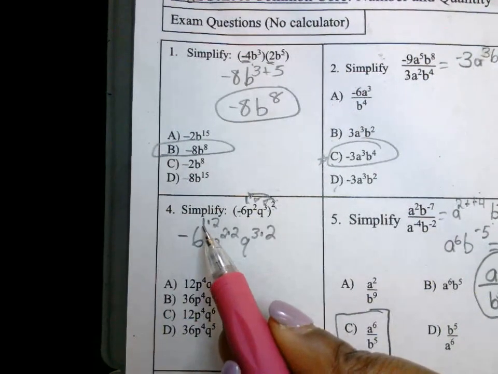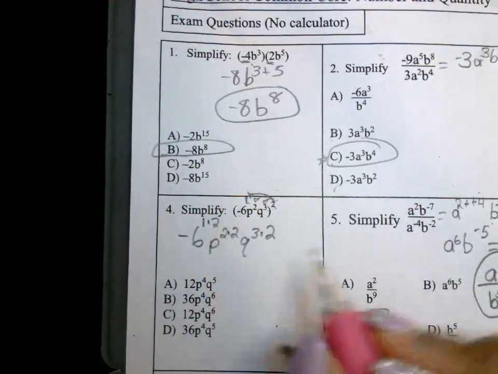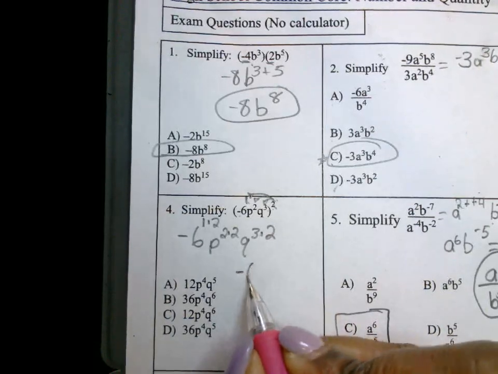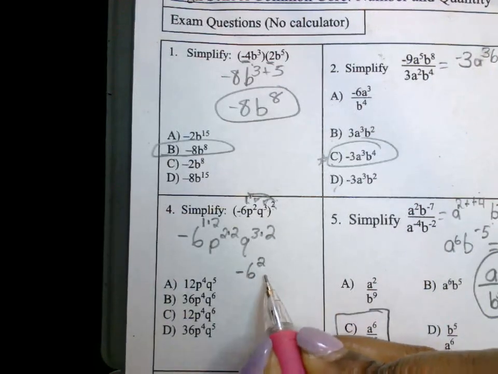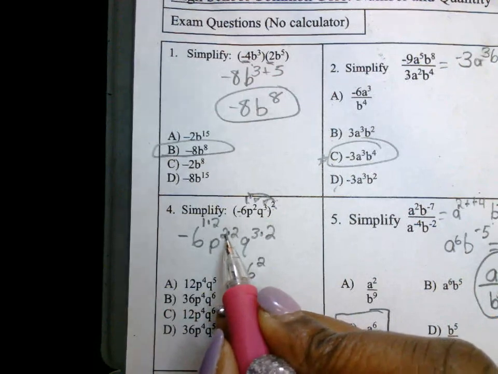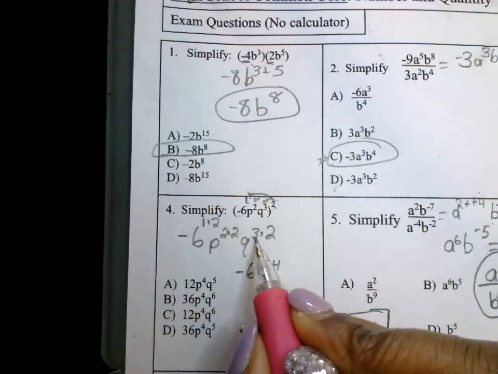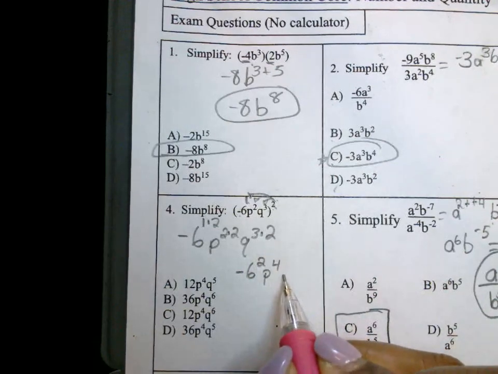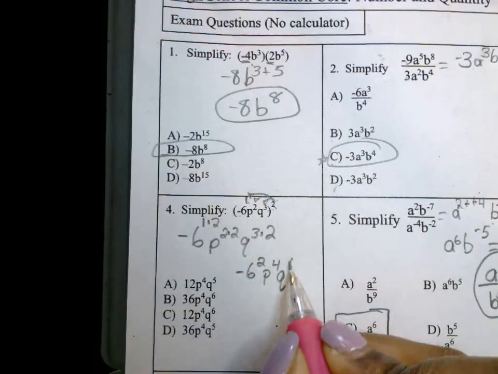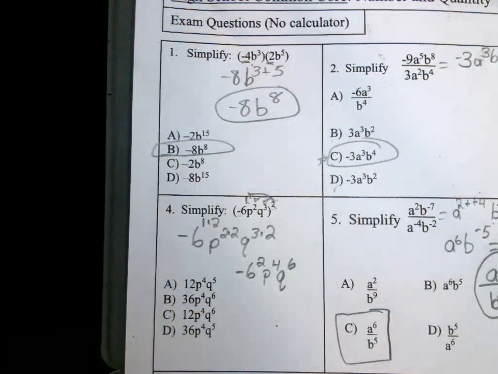So what is 1 times 2? That's 2. So that's negative 6 to the second power. What is 2 times 2? 4. So that's P to the fourth power. What is 3 times 2? 6. That is 6. Any questions about how I got that?